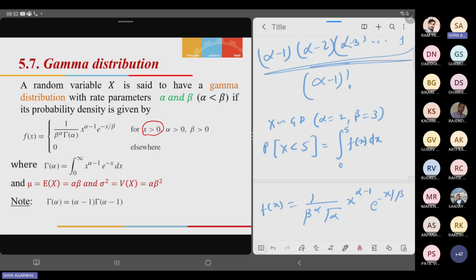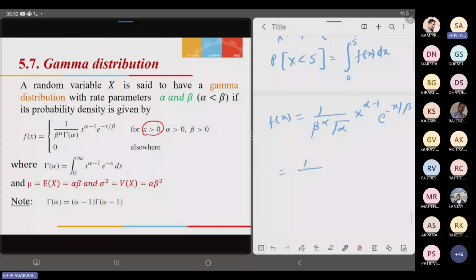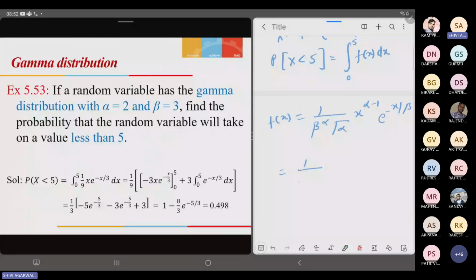Okay, we substitute the values here. 1 upon, so beta is what? 3. So 3 to the power 2 into gamma function of 2. Then we are just taking x to the power 2 minus 1, e to the power minus x by 3. Clear? So this is the density function. So it will become 1 upon 9. And gamma function of 2, it is an integer, so it is 1 factorial. 1 factorial is what? 1. Then we are just taking here x e to the power minus x by 3.